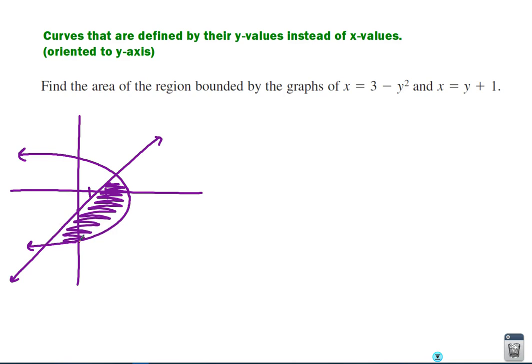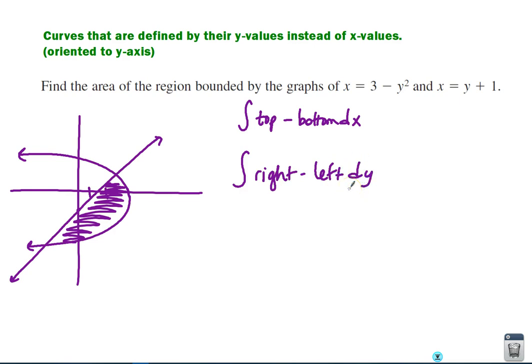Okay, now up to this point, we've done everything in terms of x. When we say things in terms of x, we would do top curve minus bottom curve, but then you integrate in terms of x. It's not going to work that way because now we're doing everything in terms of y. Just like when we found the area in terms of y, which we have done before, okay? When we do things in terms of y, now instead of saying top minus bottom, we're going to say the rightmost curve minus the leftmost curve with respect to y.